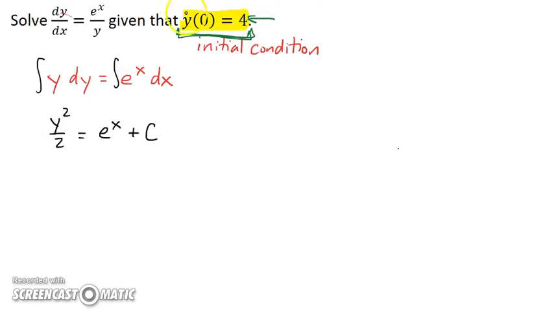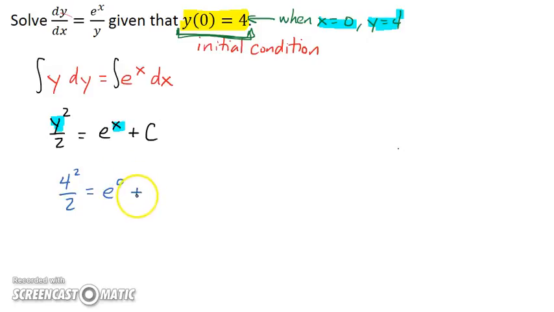Y of 0 is like function notation. So what they're saying here is when x is 0, y is 4. And if when you see that you need to take a second and write that out, I think that's a good idea. So what I would encourage you to do is to go ahead and use that information and plug those values in for x and y wherever they show up. So I'm going to give you 4 squared divided by 2 equals e to the 0th plus c.